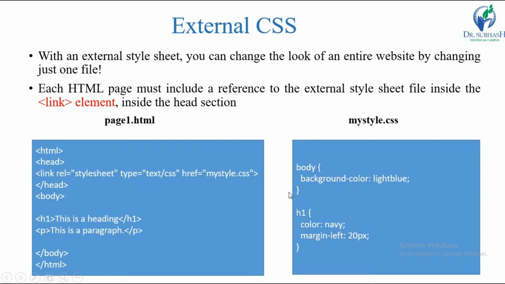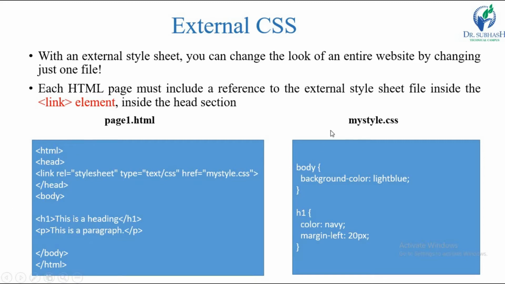Now this is one example. Here is your HTML file and this is your CSS file. Here we have written the CSS code. We have applied a background color to the body, that is background-color light blue, and to H1 we have applied text color navy and margin-left 20. These properties we will discuss later in detail. Background color is used to change the background color of your elements, color, as you all know, is used to change the text color of your elements, and margin-left is used to apply space.